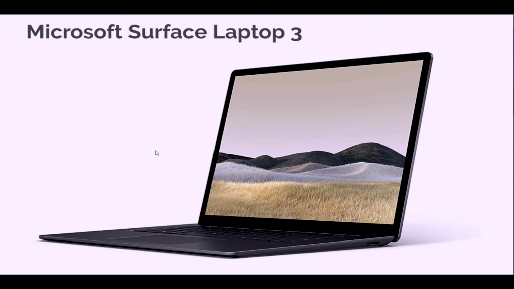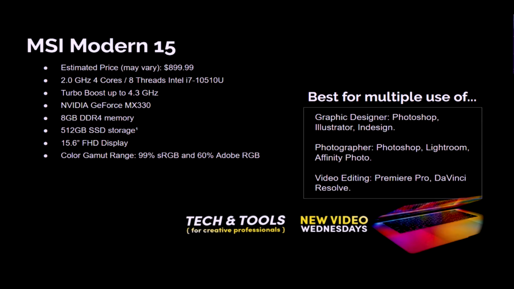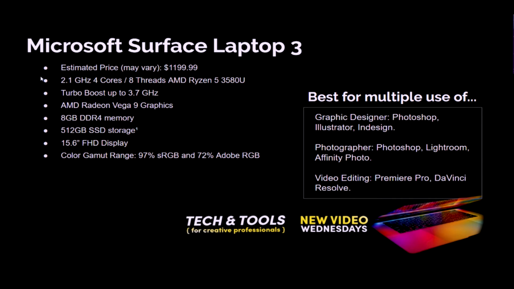Microsoft Surface Laptop 3 is the next one up on our list. I like this one a lot because of the Ryzen 5 3580U processor. Has 4 cores, 8 threads, a base clock of 2.1, and a turbo clock of 3.7, as well as the Radeon Vega 9 graphics. So again, just like the Modern 15, this Vega graphics is not going to be stellar for video editing, but it'll definitely get you by if you're just doing some light video editing from time to time.